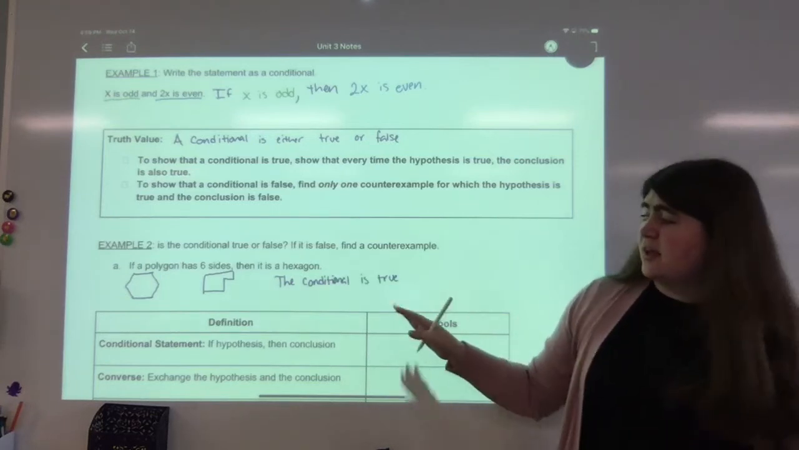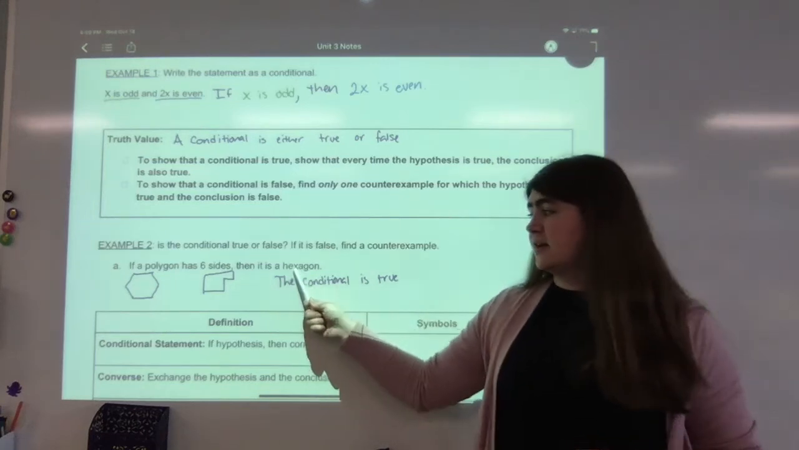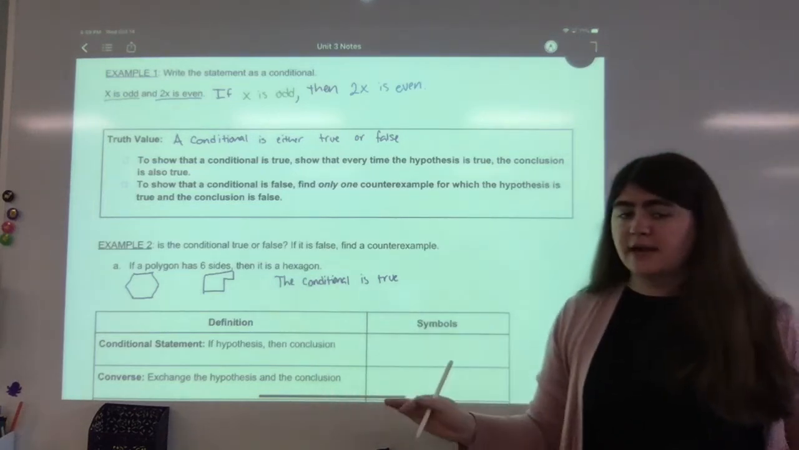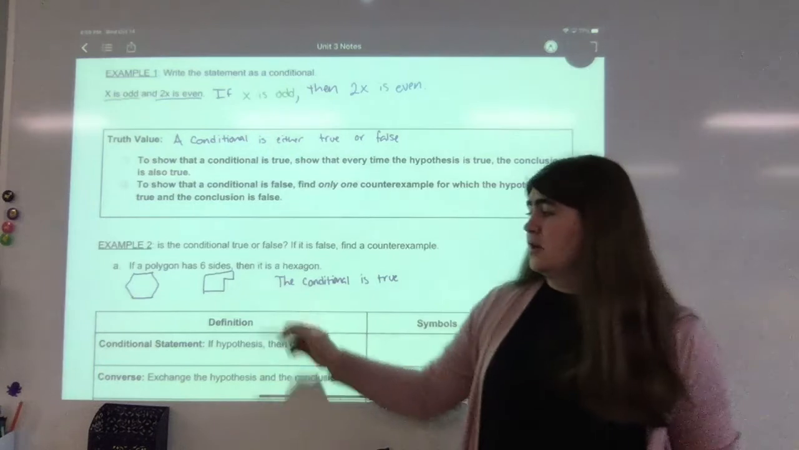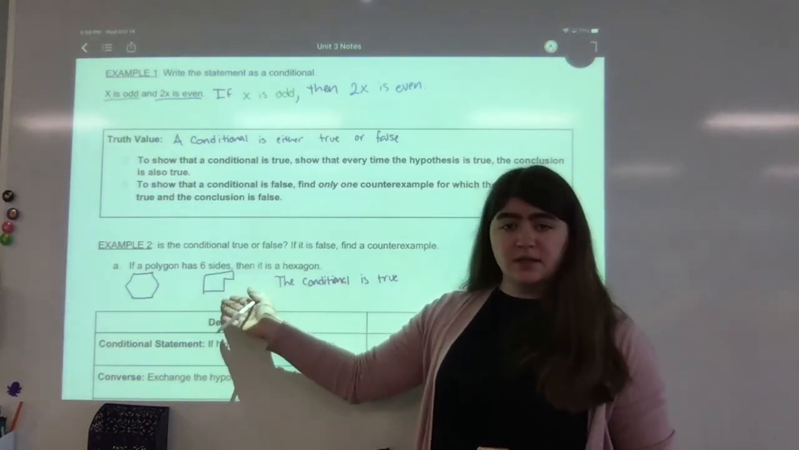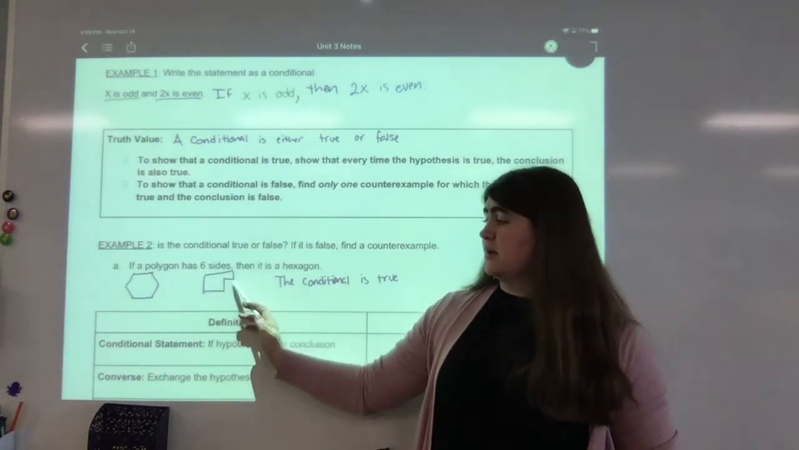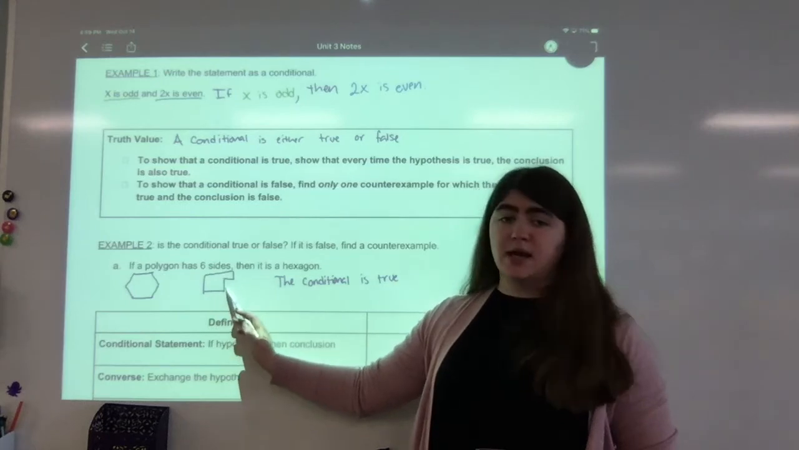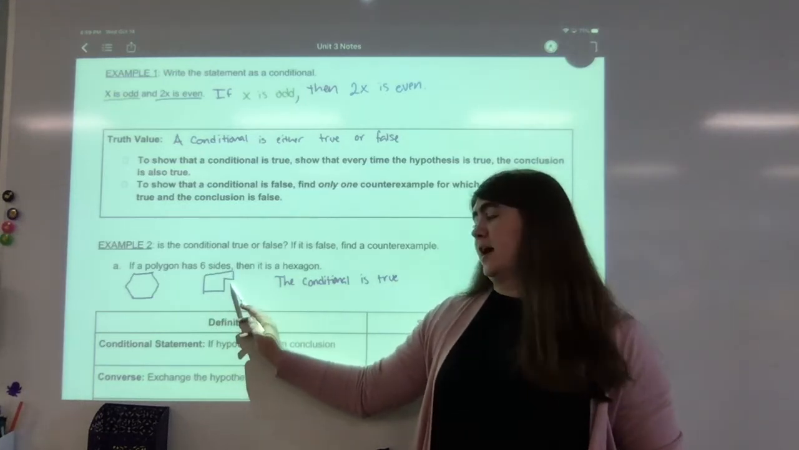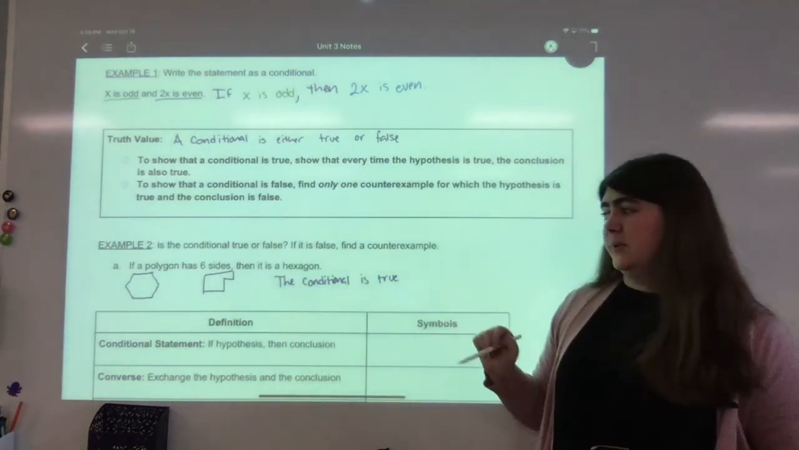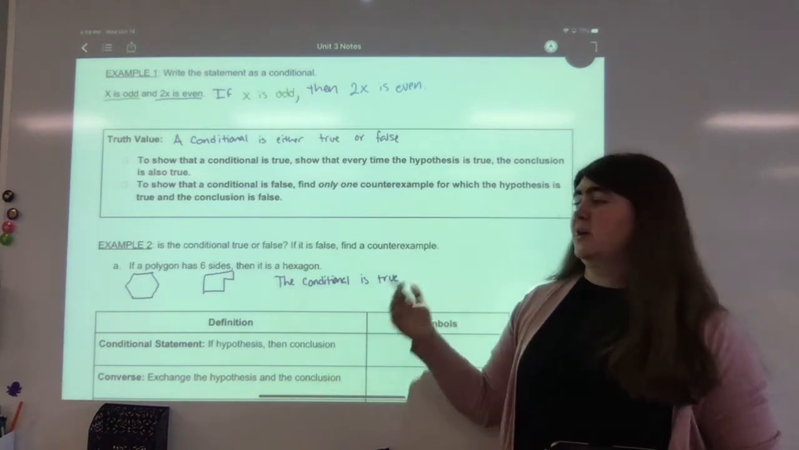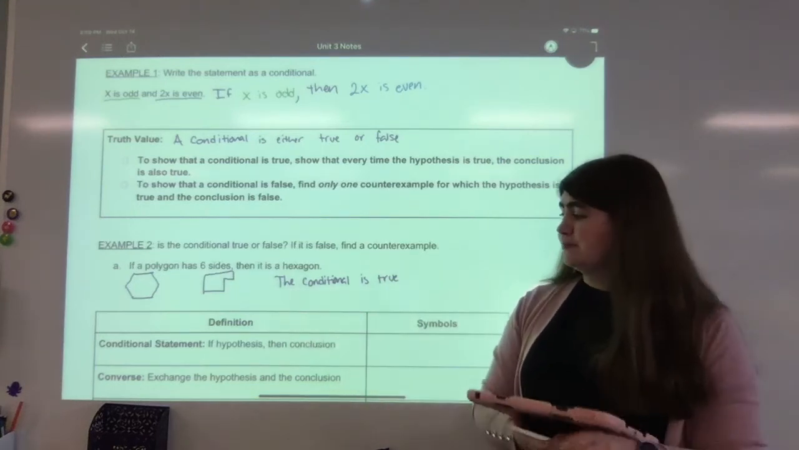Now let's say this said that it was a regular hexagon. If it said a regular hexagon, then we would say false. You would draw this shape or something else like it and say false because this is a 6-sided polygon that is not a regular hexagon. That would be when it would be false, and that's how you would show a counterexample.